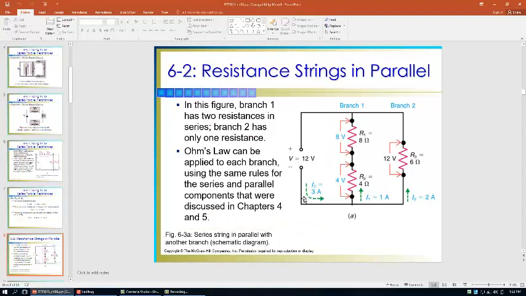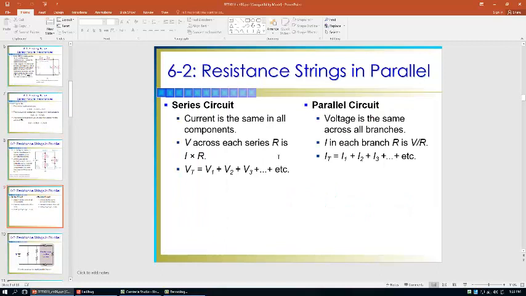All right, so that was the resistance string in parallel. This is one string right here, and that's another one, and they are both connected in parallel. So when you have a series circuit, just remember that the current is the same.